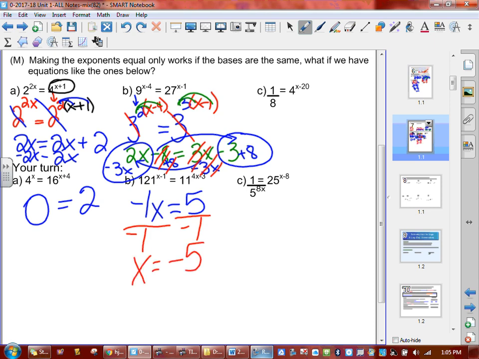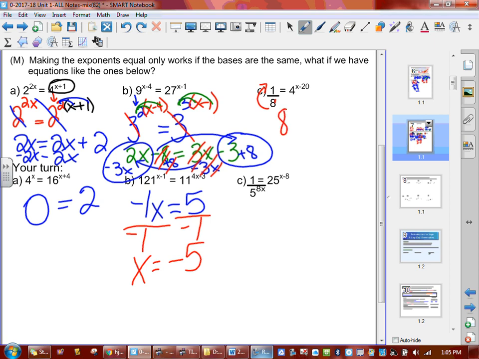How's that going, okay? Yeah? Good. All right, the next one we see in a fraction. Now, if it's in a fraction, we have to flip it up top, because we don't want it in a fraction. So, we're going to flip this guy up. When we flip him up, right now he's got a hidden positive 1. He's going to become 8 to the negative 1. So we've got 8 to the negative 1 equals 4 to the x minus 20.